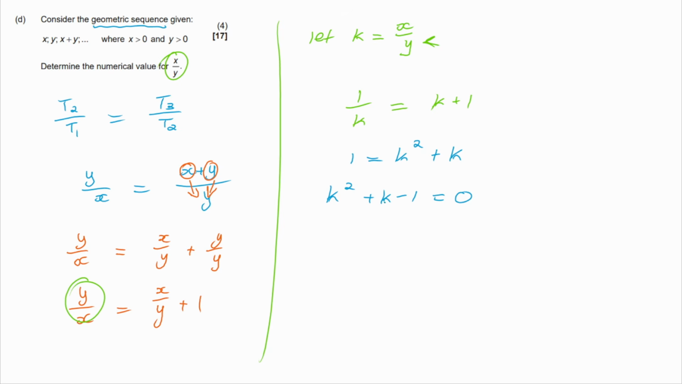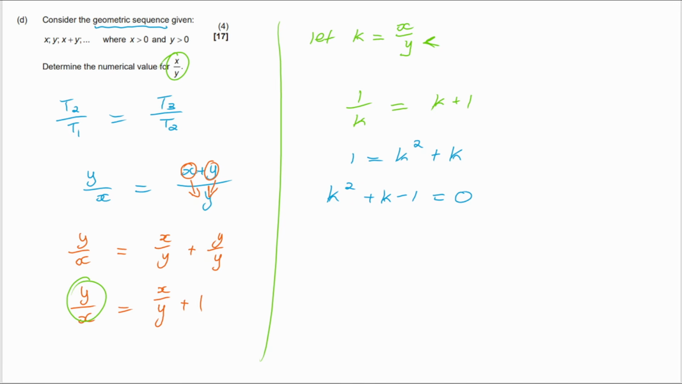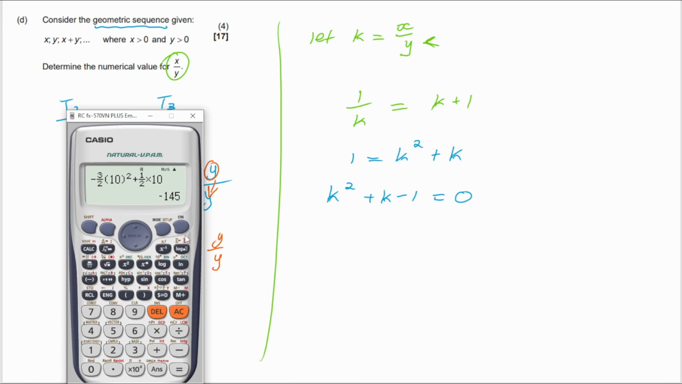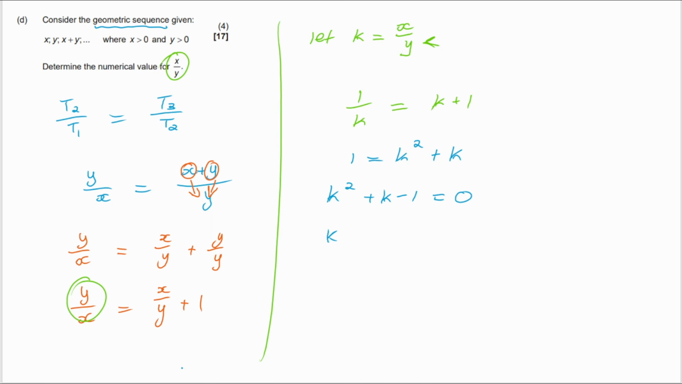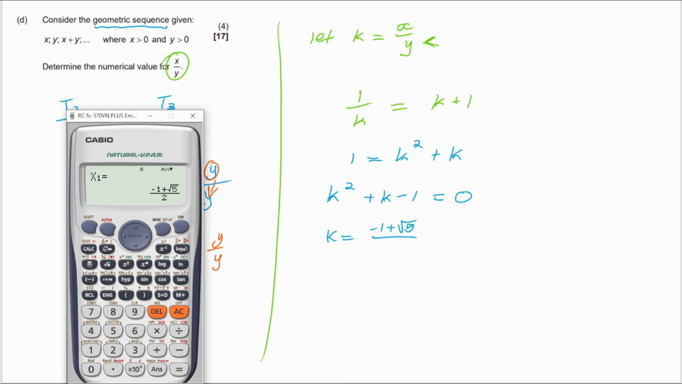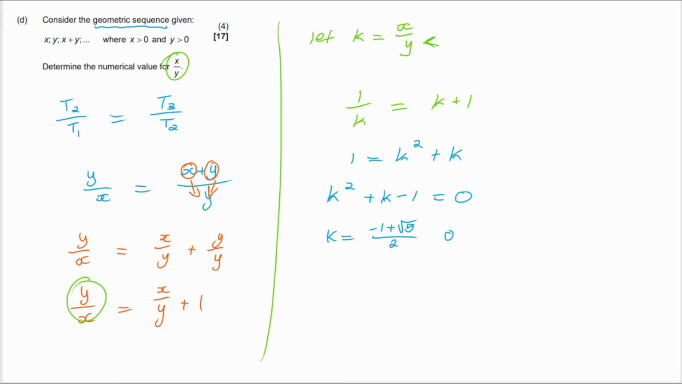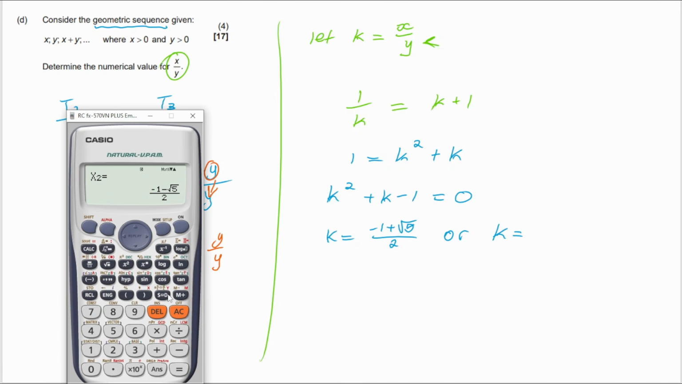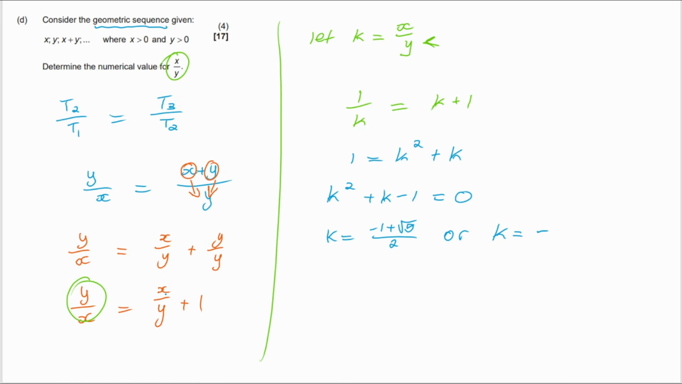So the issue here is we can't factorize this normally, so the calculator is going to have to come out. So here we have the calculator, we go mode 5, 3, 1 equals 1 minus 1. So we're going to get some answers for k here. So we're going to get k is equal to minus 1 plus root 5 over 2, or k is equal to, and the other answer here is minus 1 minus root 5 over 2.